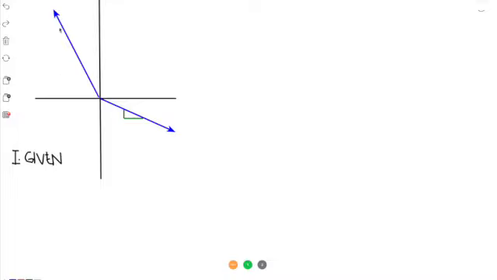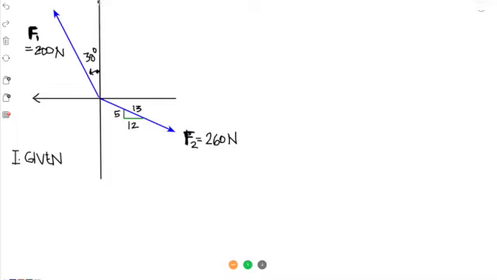We have here force 1, so it's a vector, force 1, which is equal to 200 newtons, and it's at an angle of 30 degrees from y. This is force 2. This is 260 newtons, and it has a ratio of the sides of 5, 12, and the hypotenuse 13.